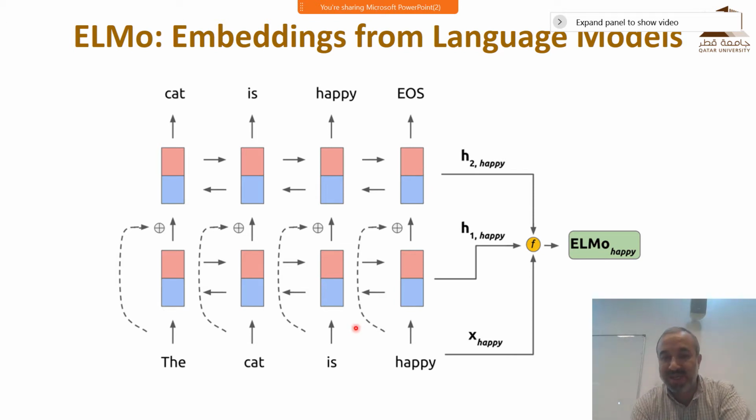Okay, you mean this arrow in specific or this one? This one. Okay, so here that shows you how we will get the embeddings eventually.